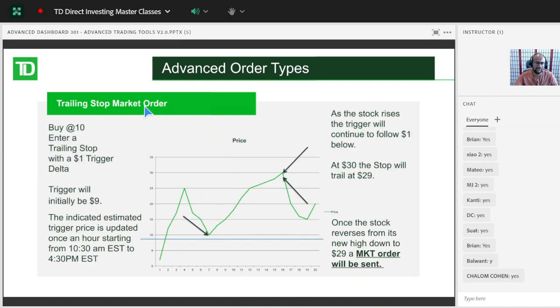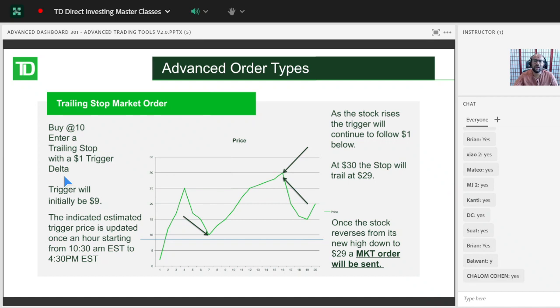So let's actually look at this order. Here's a chart that I have here. The situation is that we're looking at a stock that we've bought in at $10, and we want to enter a profit-taking order simultaneously. So I'm going to enter a trailing stop order with a $1 trigger delta on there.